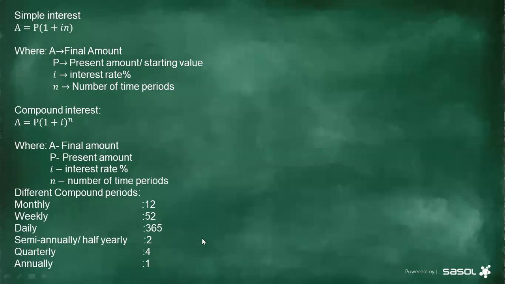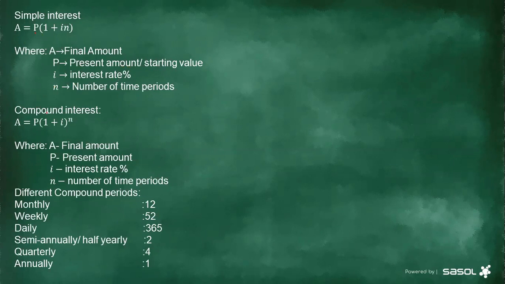First, I just want to explain the simple interest and the compound interest formulas. First we have A for simple interest. A represents the final amount or the accumulated amount. And then we have P. You can see from the formula we have P. P is the present amount or the starting value. And then i is the interest rate in terms of percentage. And then n is the number of time periods or number of years.